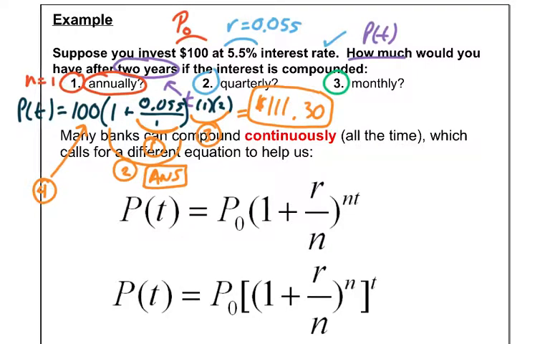So you started with $100. You have a pretty good interest rate. It was in there for 2 years, and you made what? $11.30. That's not bad. That's easy money. All right, ready? Let's try number 2.